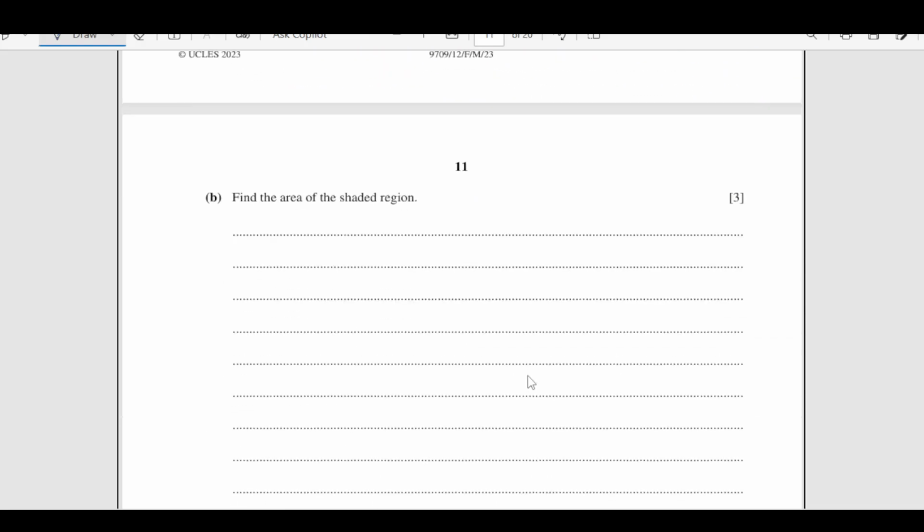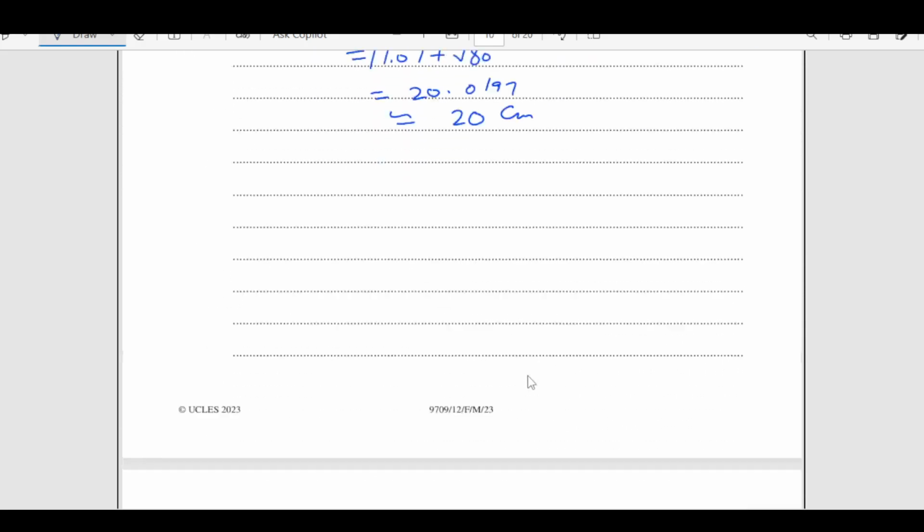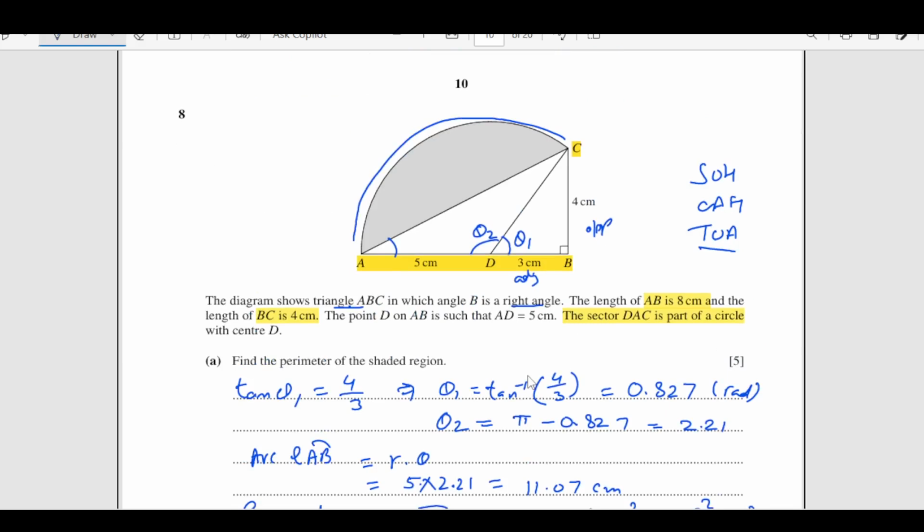Now next one, find the area of the shaded region. Now we are looking for the area of this shaded region, this blue part. So we are directly going to use the formula. If you see, we can find the area of this part of the circle and then the area of this triangle.